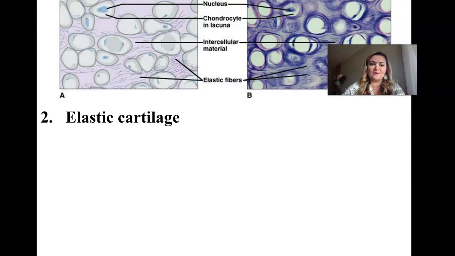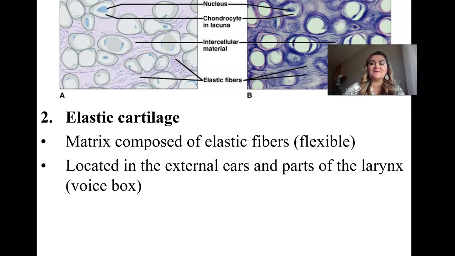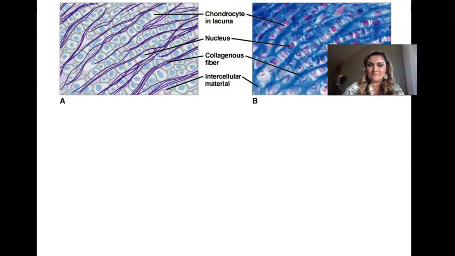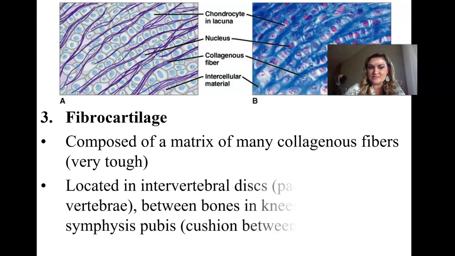The next type we're going to go over is elastic cartilage. It's going to have a matrix composed of elastic fibers, which make it flexible, located in the external ears and in the larynx, which is your voice box. And your third type is going to be fibrocartilage. It's composed of a matrix of many collagenous fibers. It's going to be very tough.